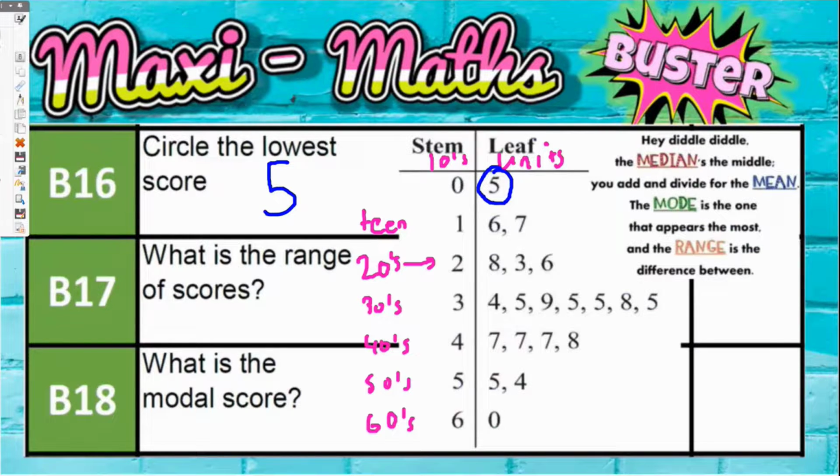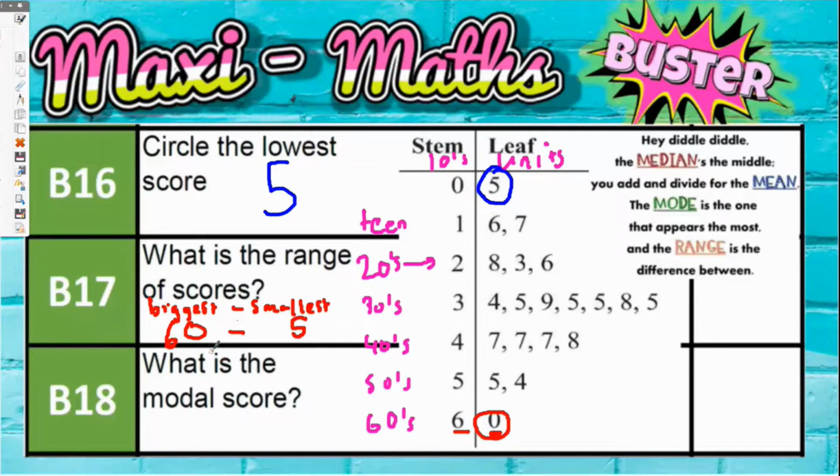The range of scores is the difference between, as it says in the question here, the difference between the biggest and the smallest. So we've got to identify the biggest score, identify the smallest score, and then find the difference between. Well, we already know the smallest score is 5 from the previous question. The biggest score is at the end of the bottom row. Well, the bottom row is here, the 60s. And this 0 represents 6 tens and 0 units, so that's 60. So that 0 means that the biggest score is 60.